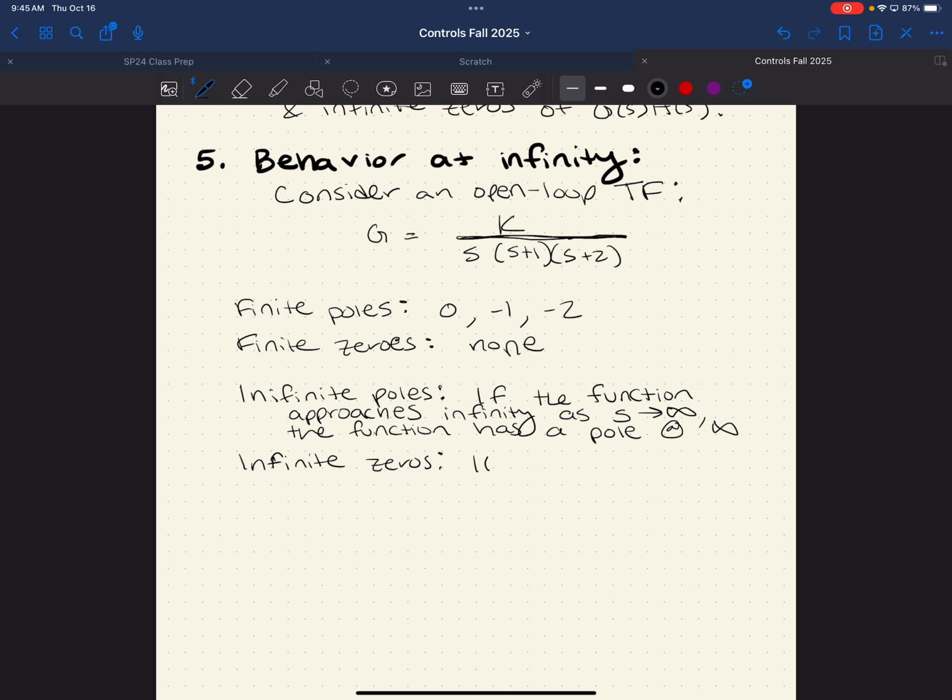All right. The infinite zeros. If the function approaches 0 as S approaches infinity, the function has a zero at infinity.